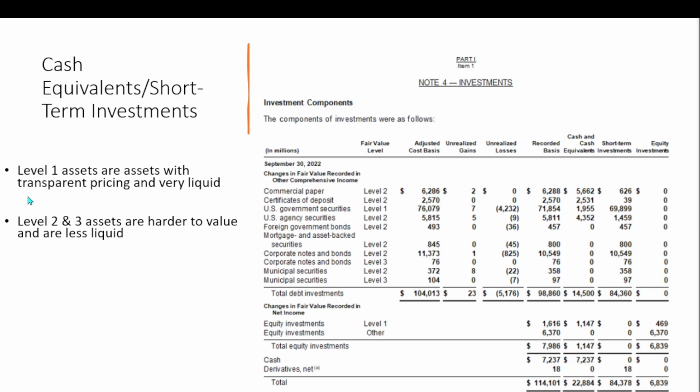Now, level 2 and level 3 assets are a little bit harder to value and are less liquid. So, there's just not as much trading activity around them. So, sometimes the value might be subtly different. Right here you can see level 3 investments will include municipalities, corporate bonds and notes, and foreign government bonds. So not as much demand for them. They're not as liquid as your United States government securities or your equity investments.